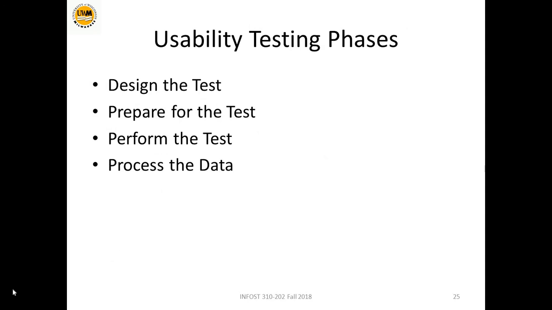What are the usability testing phases? We have the design phase, designing the test. We have the preparation phase, to prepare for the test. We have the performing phase, where we perform the test. And then we have the processing phase, where we process the data after we perform the test.